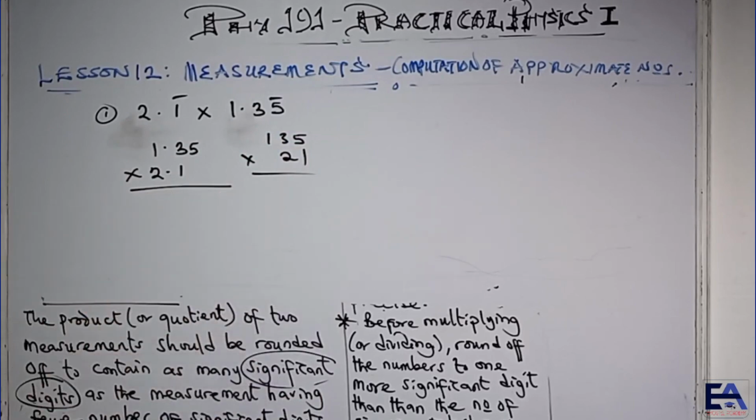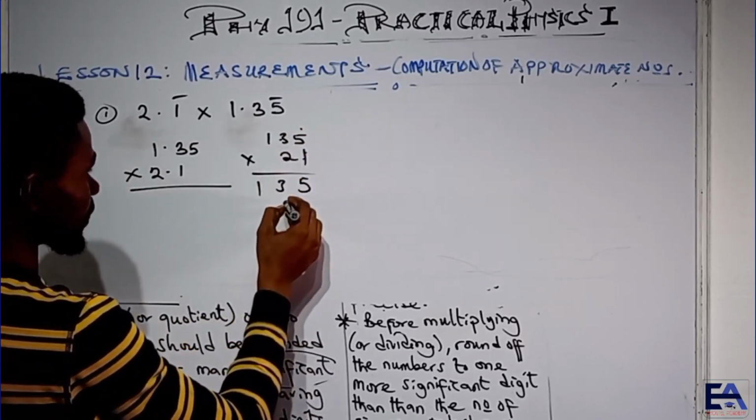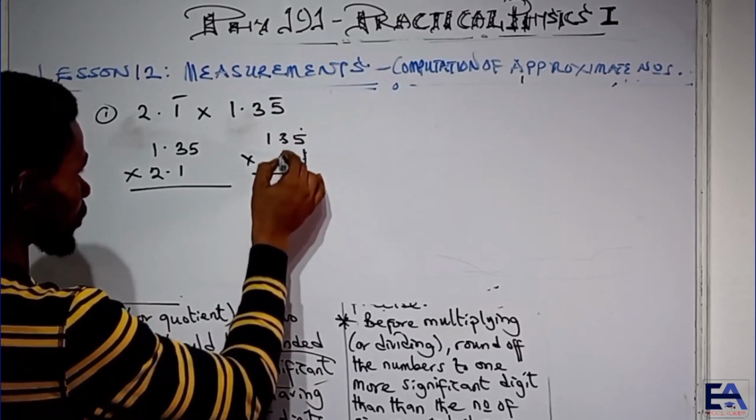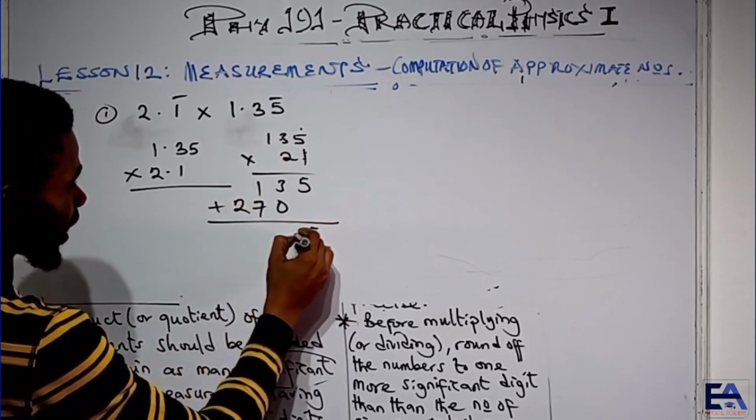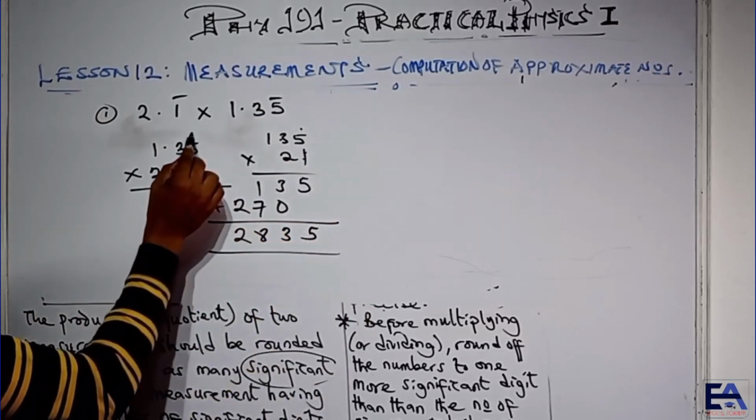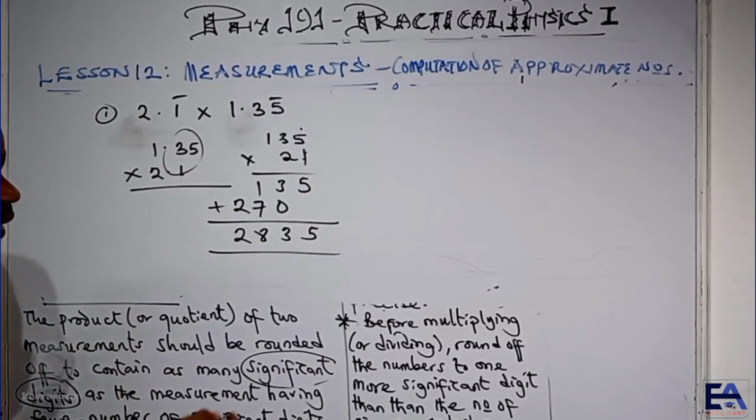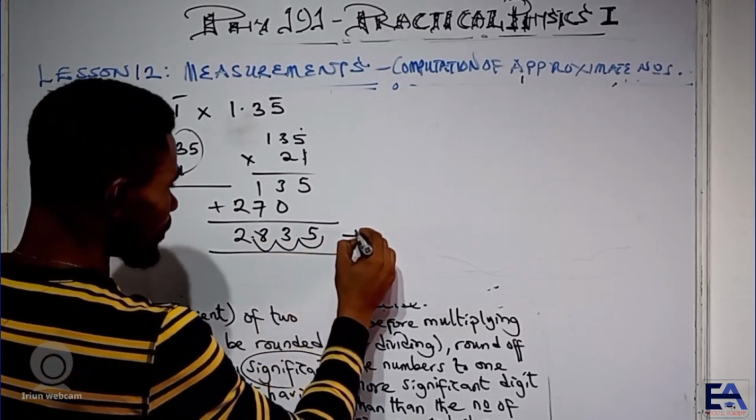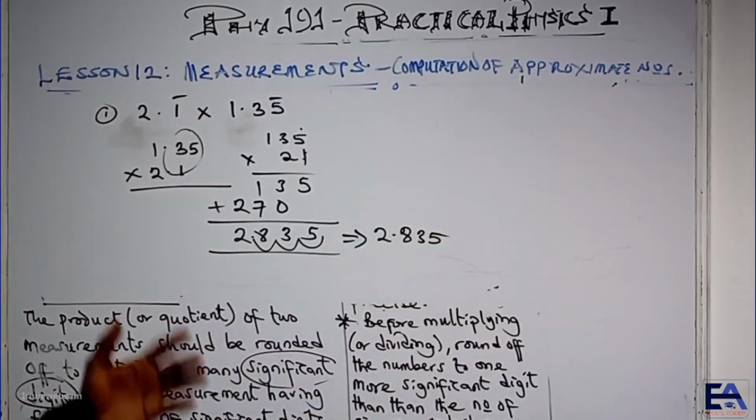Do your multiplication. So 1 times 5 is 5, 1 times 3 is 3, 1 times 1 is 1, 2 times 5 is 10, 0, carry 1, 2 times 3 is 6, plus 1, 7, 2 times 1 is 2. So you add up, and we have 5, 3, 8, and 2. Now, you count the number of decimal places that you have. Here you have 1 decimal place, here you have 2, making 3. So you now shift it 1, 2, 3. So your final answer will be 2.835.